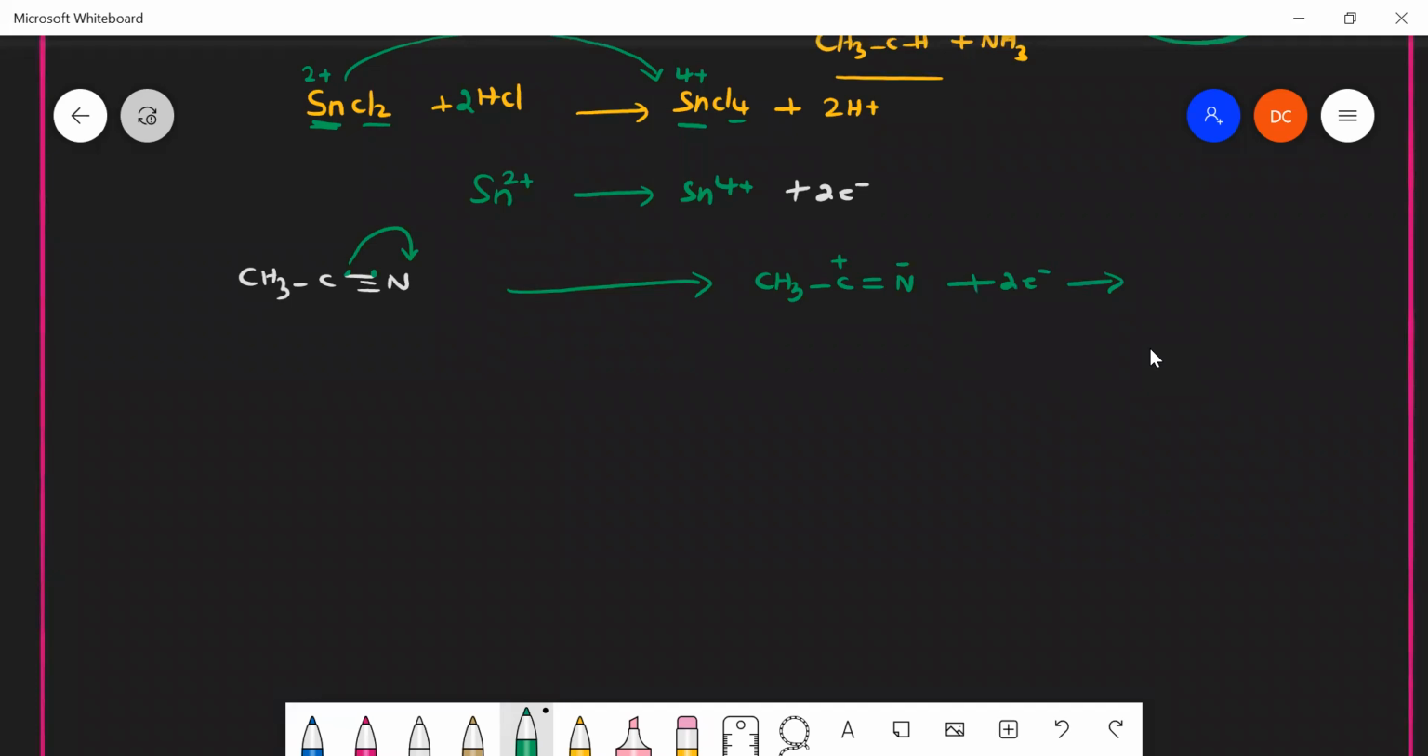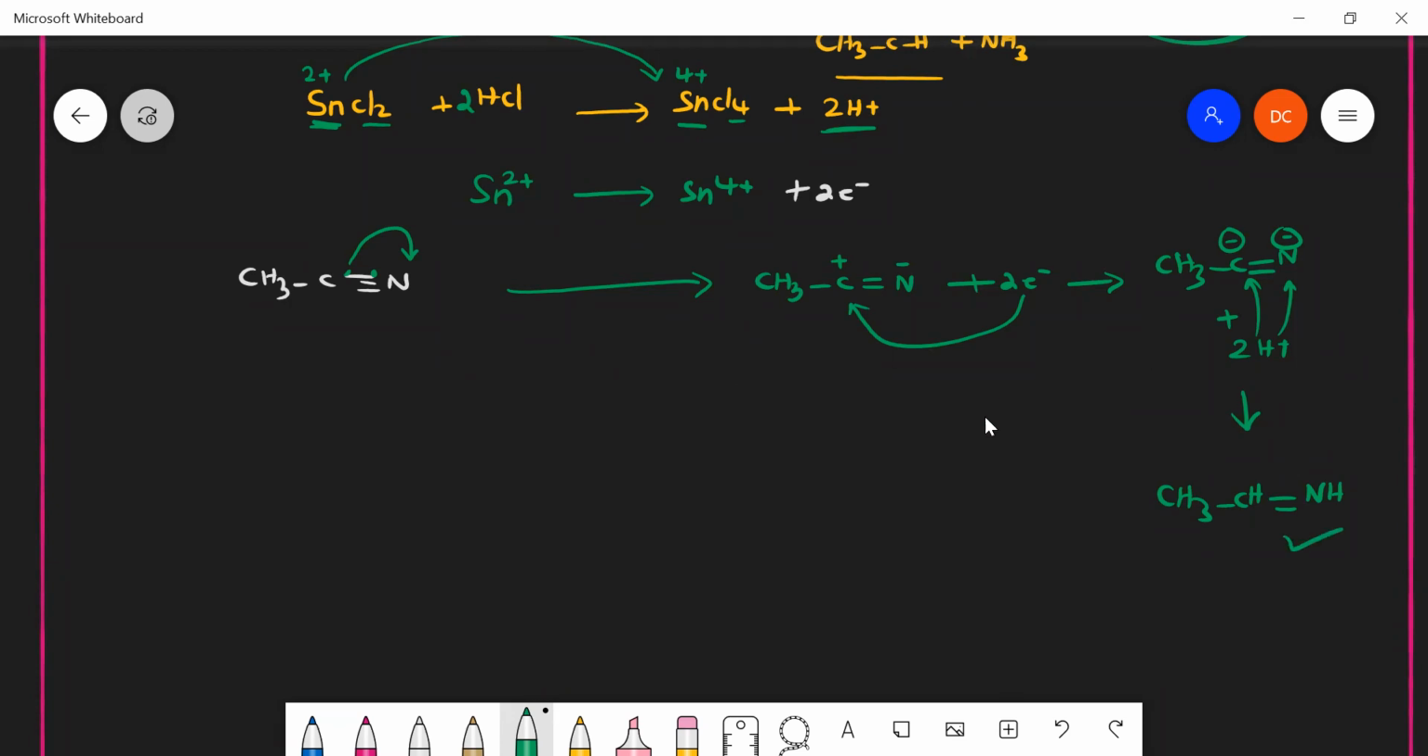At the same time, the carbon is absorbing one more electron because the 2 electrons are coming and attacking. Here, CH3, C minus and N minus will be there. Now the 2H plus is going to react to form CH3 CH, with 1 H added here and 1 H added here, CHNH. Here a double bond is existing, so this is our imine.